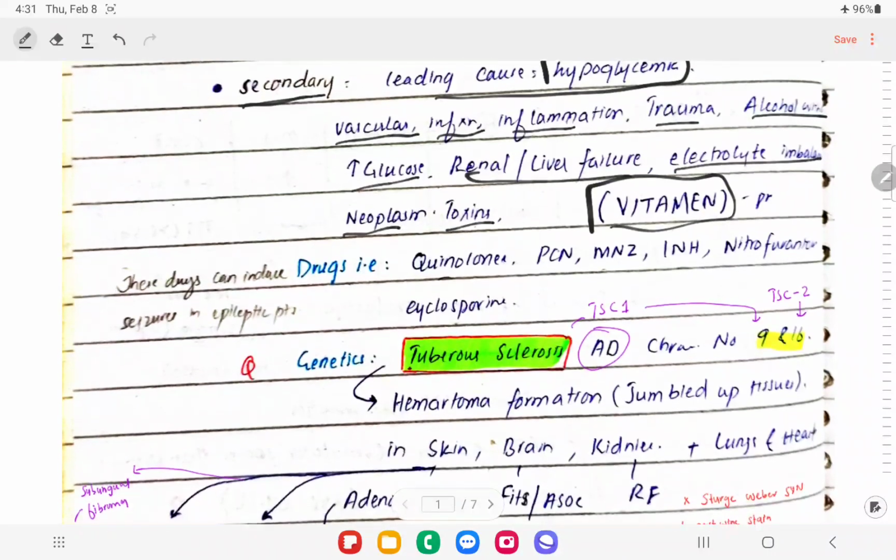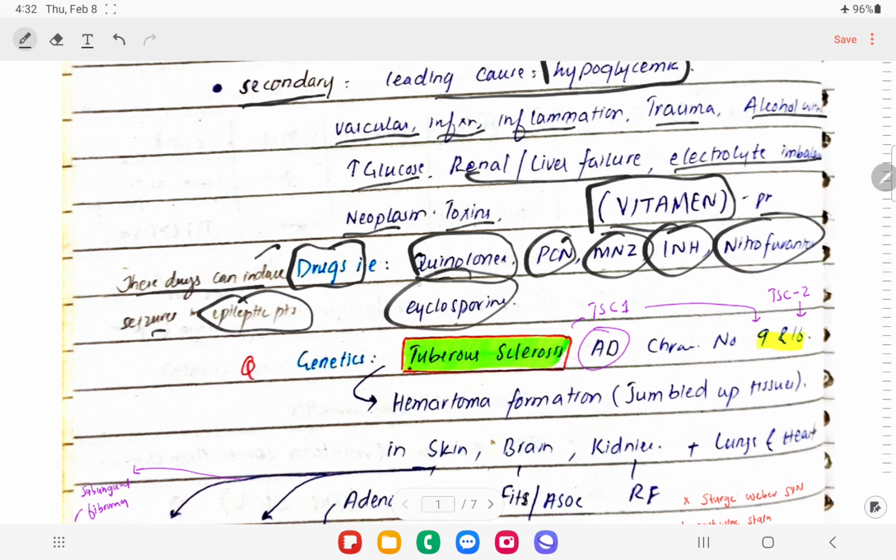So there are some drugs, right? These drugs can induce seizures in an epileptic patient, so we need to avoid giving these drugs to epileptic patients. These are the quinolones, penicillin, metronidazole, isoniazid, nitrofurantoin, and cyclosporins, right?